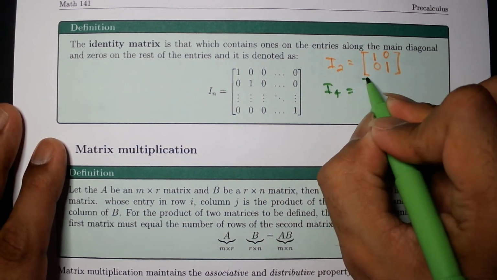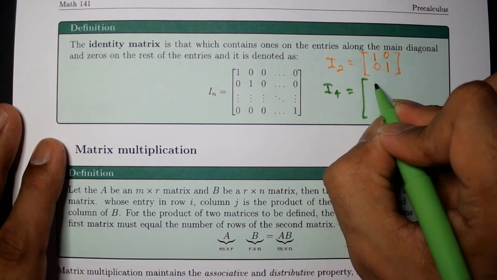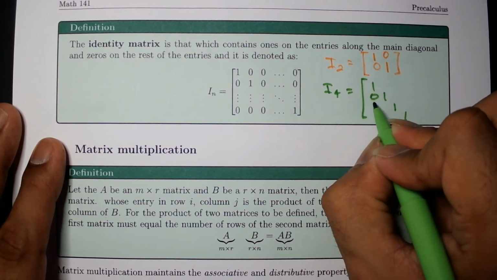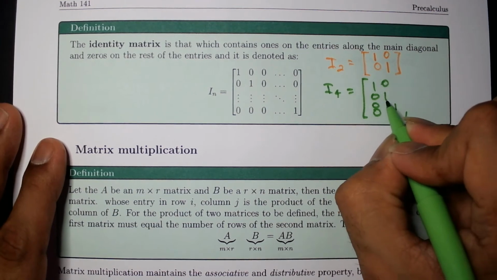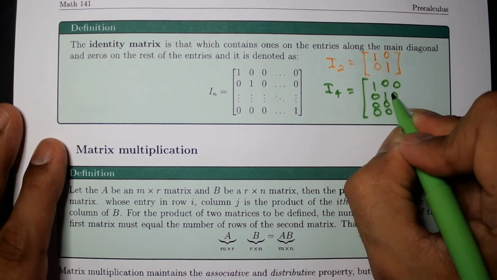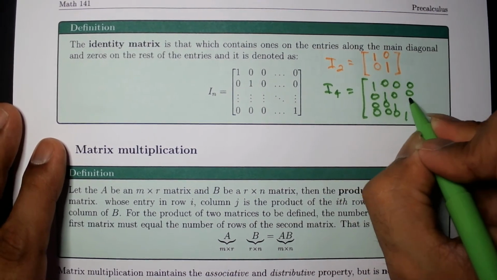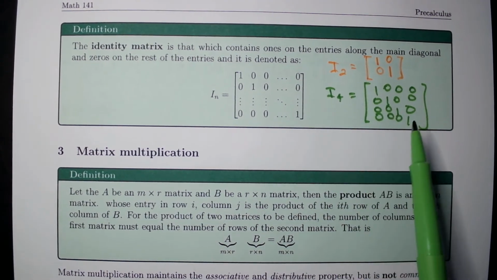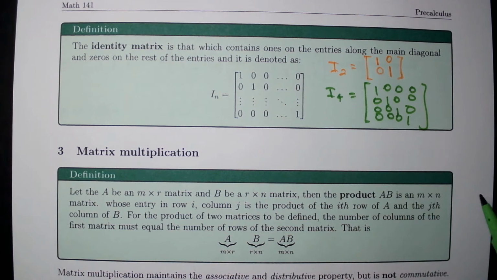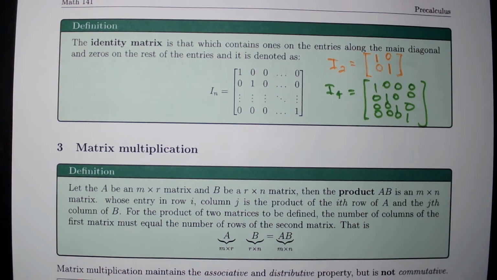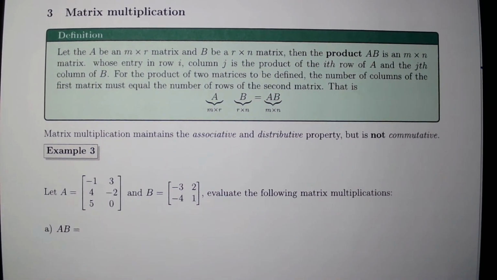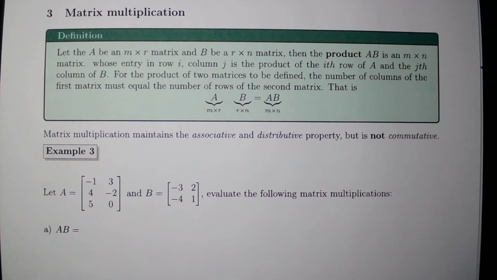And then maybe I4, that's going to be a 4 by 4 matrix in which we're going to have ones along the main diagonal and zeros everywhere else, just like this. And so on and so forth. I5 would be a 5 by 5 matrix with ones along the main diagonal, zeros everywhere else. We're going to get back to using this on the next page. First, let's go over matrix multiplication.